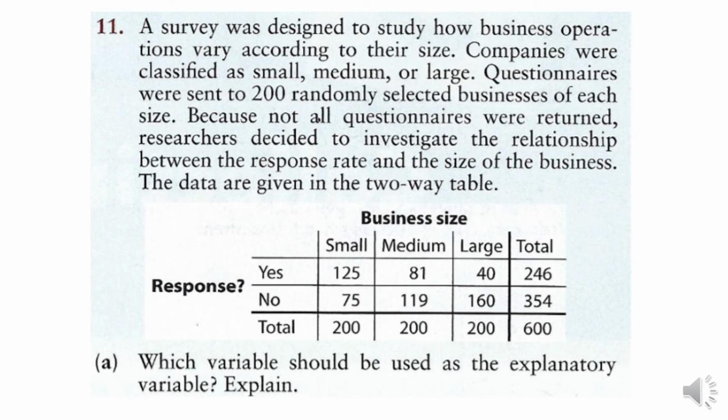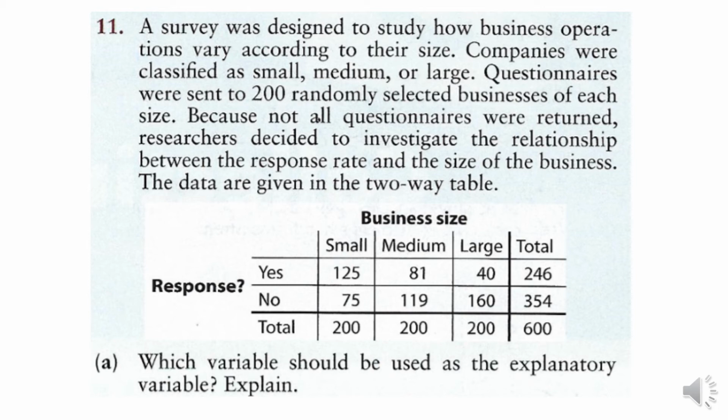All right, let's look at problem number 11. It says a survey was designed to study how business operations vary according to their size. Companies were classified as small, medium, or large. Questionnaires were sent to 200 randomly selected businesses of each size. Because not all questionnaires were returned, researchers decided to investigate the relationship between the response rate and the size of the business. The data are given in the two-way table.